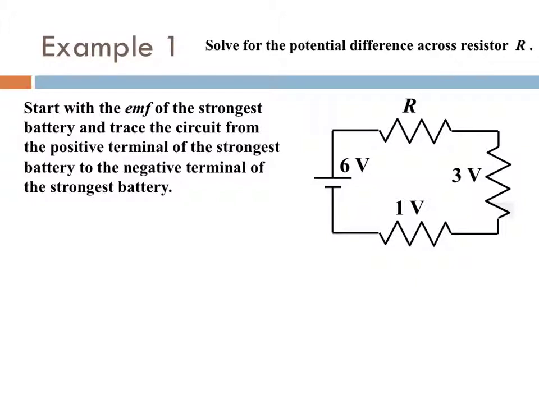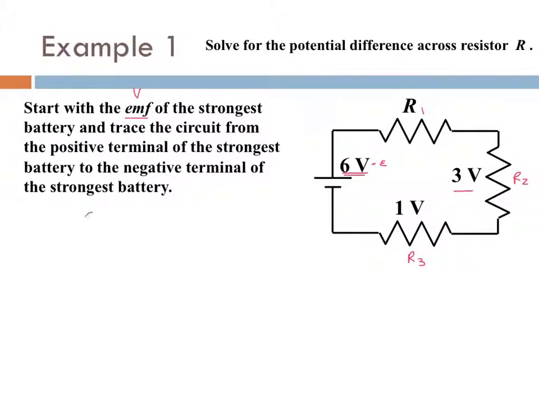In this first example, we're asked to solve for the potential difference across resistor R. So, for these problems, you always want to start with the EMF of the strongest battery and trace the circuit from the positive terminal of the strongest battery to the negative terminal of the strongest battery. Remember that EMF is just another way to say the voltage of our battery. So, 6 volts is going to be our EMF. We'll call this resistor 1. This is resistor 2, and we'll call this resistor 3.